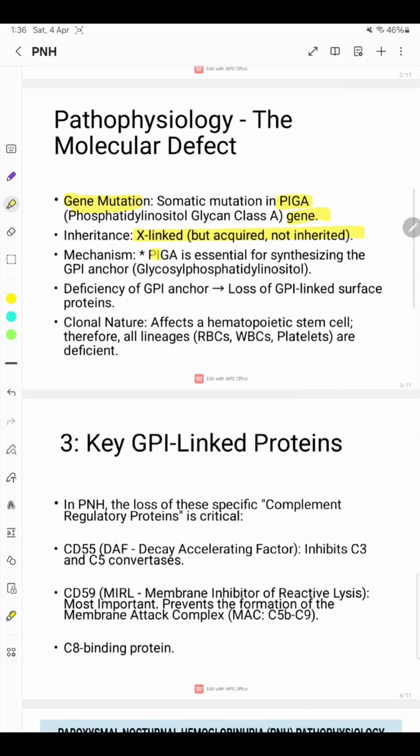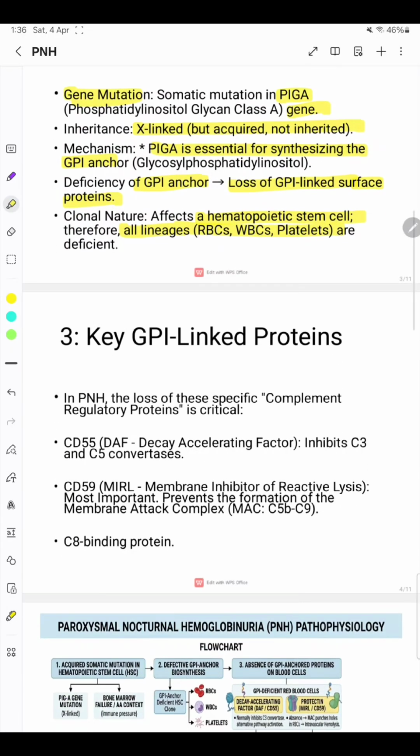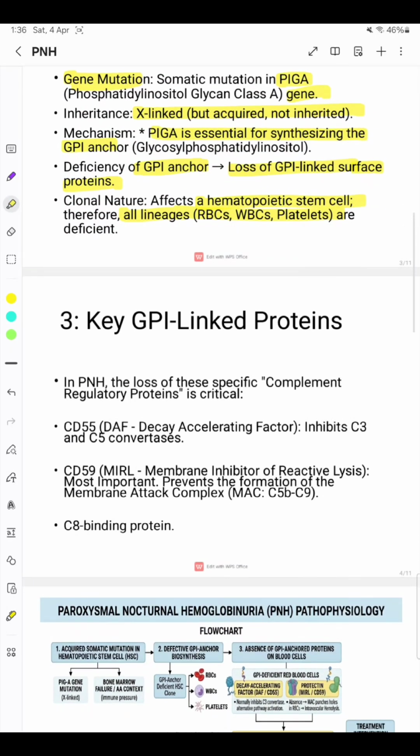The PIGA gene is essential for the synthesis of GPI anchors, glycosyl phosphatidylinositol anchors. So deficiency of these GPI anchors will result in the loss of GPI-linked surface proteins. PNH is a disorder of hematopoietic stem cells, which is why it affects all the cell lineages: RBC, WBC, and platelets. So what are the GPI-linked proteins?